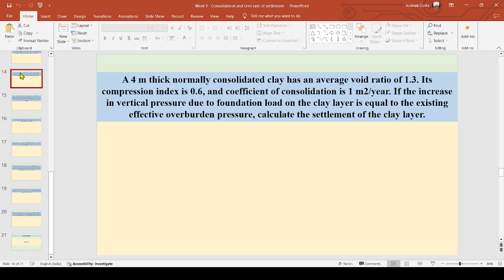Now, the existing effective overburden pressure is equal to the increase in the vertical pressure due to foundation load. So, the magnitude of initial effective overburden pressure is equal to the increment in vertical pressure due to the foundation load. Now, if that is the condition, you need to find out the settlement of the clay layer. Coefficient of consolidation is 1 meter square per year, void ratio is 1.3, thickness is 4 meter and the compression index is 0.6.